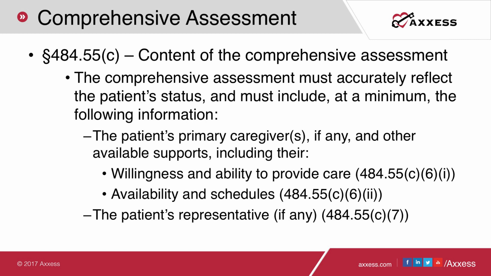All right. We also see that the patient's primary caregiver, if any, and other available supports, including that caregiver's willingness and ability to provide care, the ability and schedules of that caregiver, and then the patient's representative, if any. Of course, we need to know that caregiver's willingness and ability and availability and their schedules, because we can't develop a schedule for turning a bedbound patient, for example, without knowing when the caregiver is available to perform the task, right? So you really need to know that information in order to do a thorough, comprehensive assessment. And these are now condition level problems if we don't.